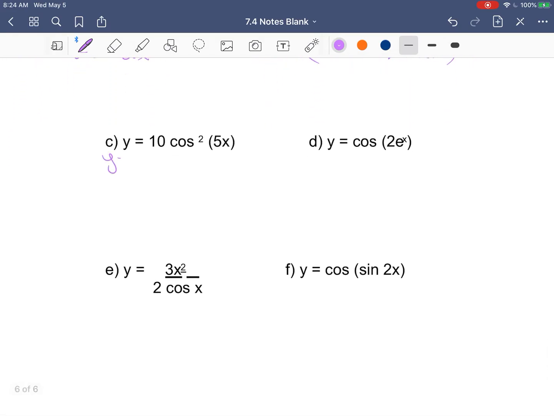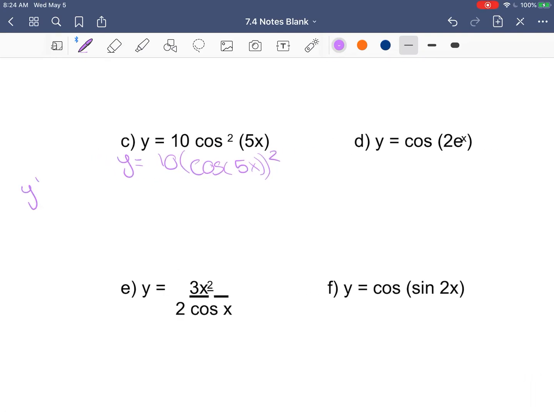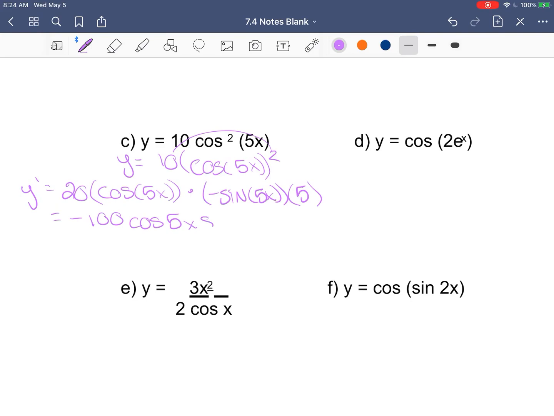Our next one, again, if you don't like the look, you can rearrange it. I'm going to rearrange it to be 10 cos of 5x squared. So derivative, we're going to multiply our power with our coefficient out front. We're going to get 20 cos of 5x. We're going to decrease our power by 1, so that's down to a 1, times the derivative of the inside. So derivative of cos is negative sine times the derivative of the stuff. And so simplified, we are going to end up with negative 100 cos of 5x sine of 5x.